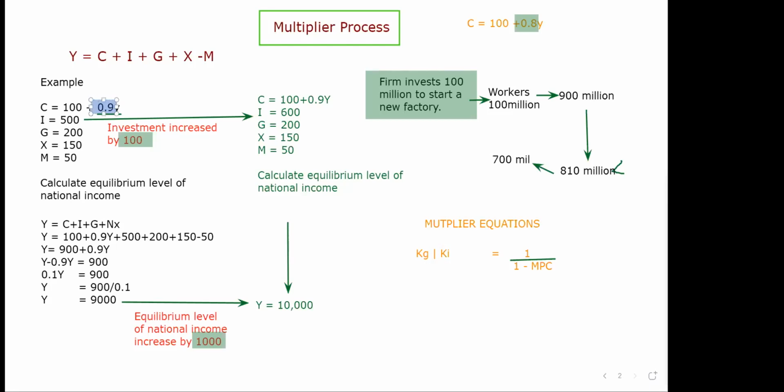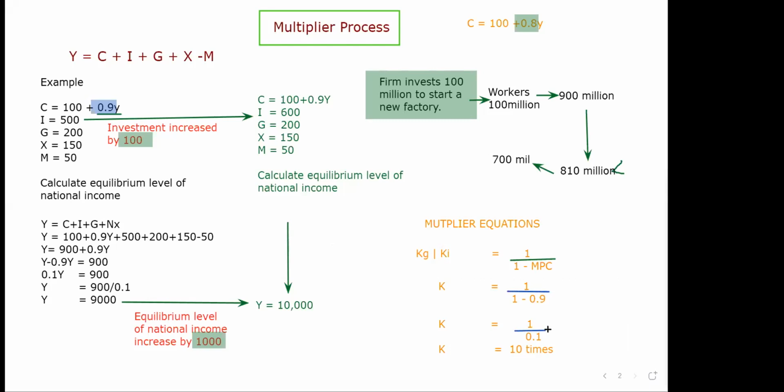In my example, MPC is 0.9. So how do I calculate the multiplier then? K is equal to 1 divided by 1 minus 0.9. You can show all the workings here. 1 minus 0.9 is equal to 0.1. So 1 divided by 0.1 is equal to how much? K is equal to 10. So it's 10 times. So that is the investment or the government spending multiplier.